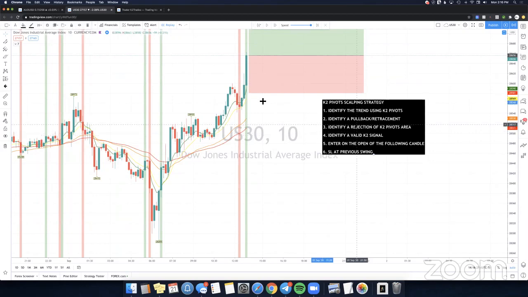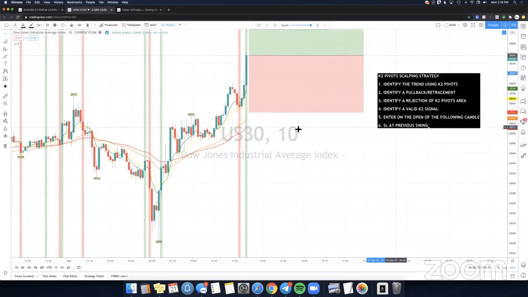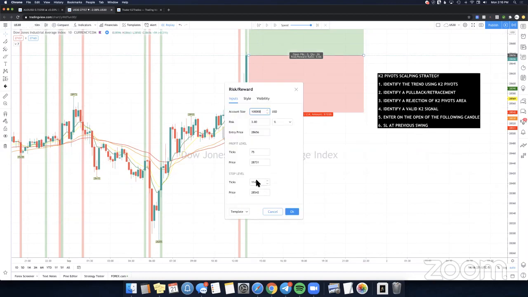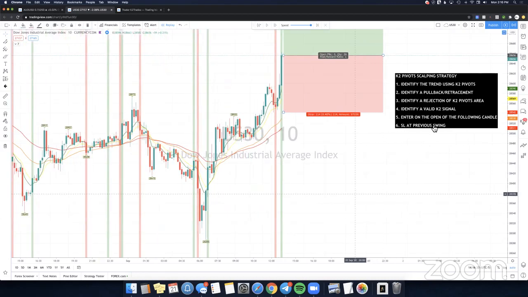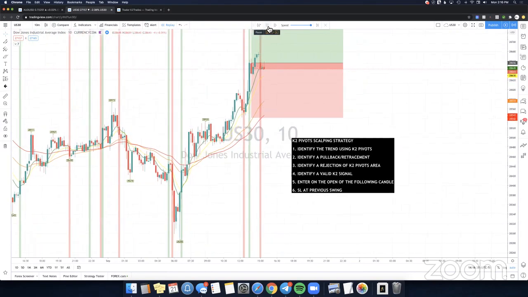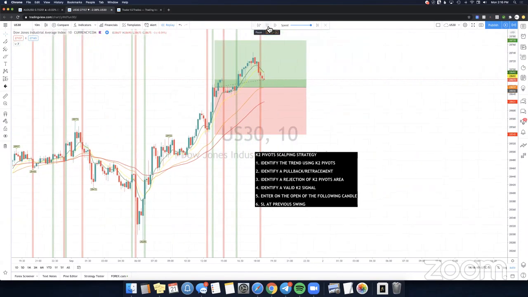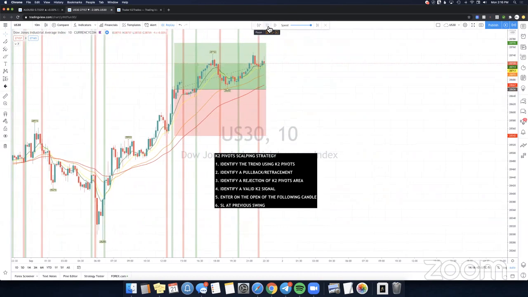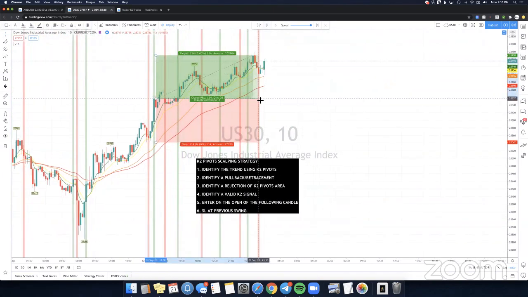Okay. So right here, once you have all that set up, you'll put the stop loss at the previous swing, which would be about 1,100 pips right here. And then you'll put your TP the same distance away. So that's pretty much the setup for this trade. And we let it play out. You can see it's still running. Oh yeah, there we go. So we hit full TP right there.